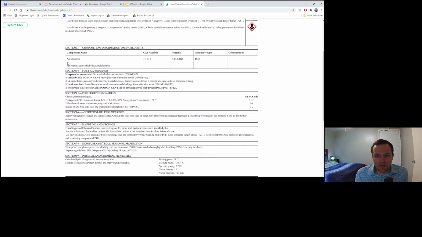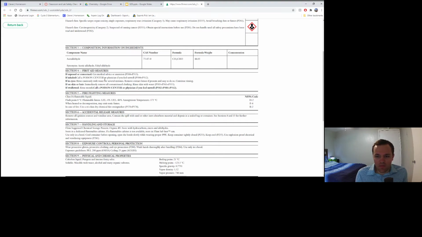Section 3 contains different names for it. So if you hear ethyl aldehyde or acetic aldehyde, it means the same thing. It's the same chemical. It gives you its chemical formula, and it gives you the formula weight, the molecular weight. You guys don't know what that means yet. We'll get to it later in the year, but it's a useful piece of information once we know how to use it.